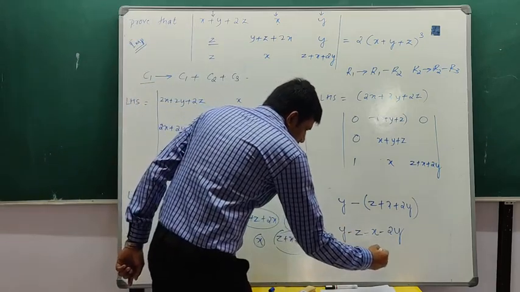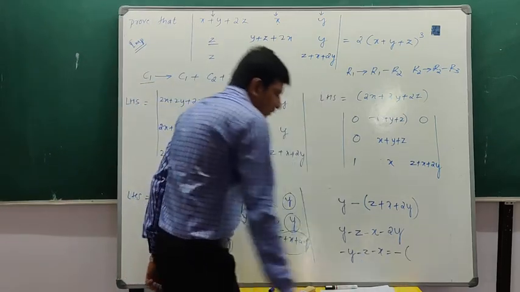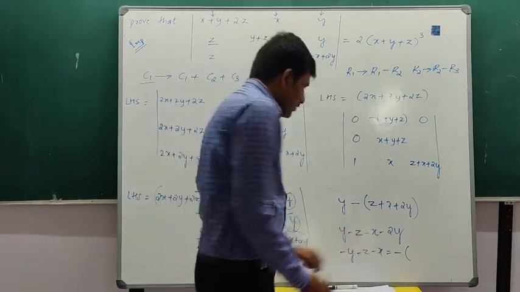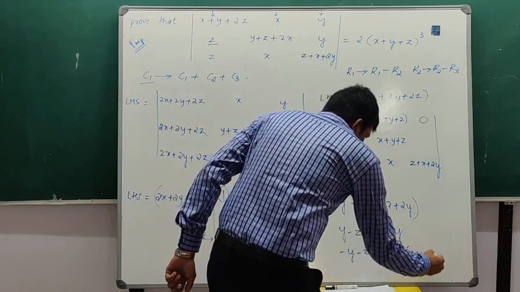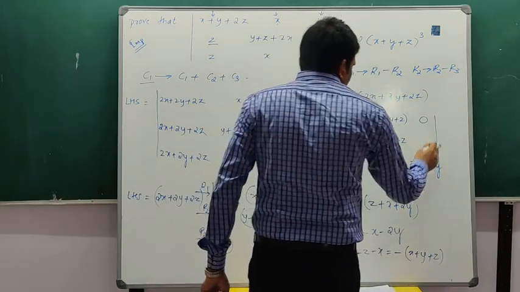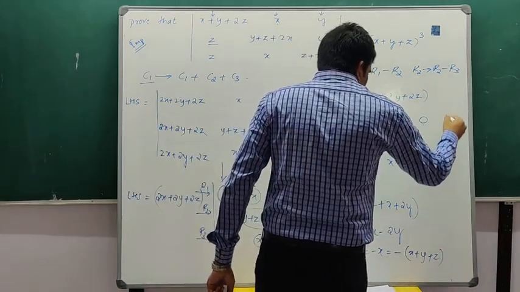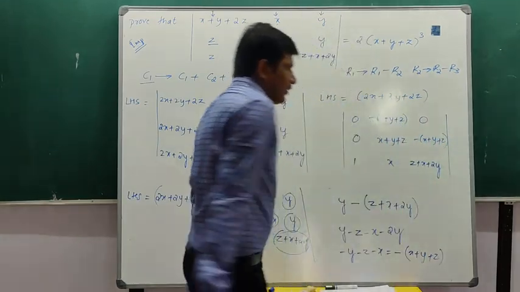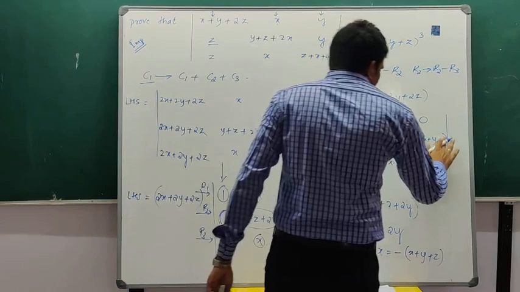Now it is minus y minus z minus x. If you take minus common, that will become minus of x plus y plus z. Now this is C. So now it is minus of x plus y plus z.